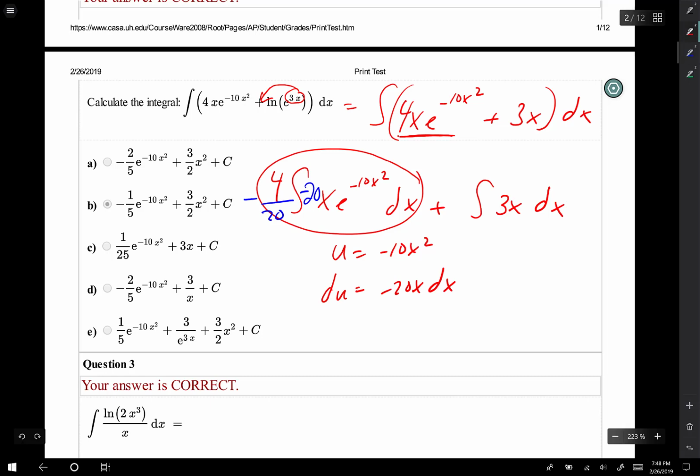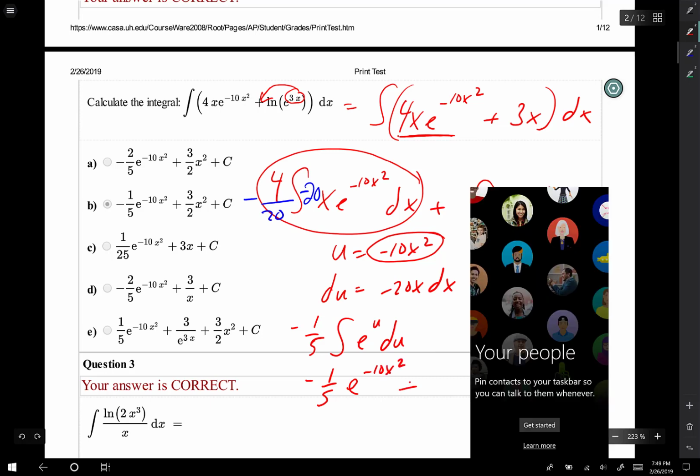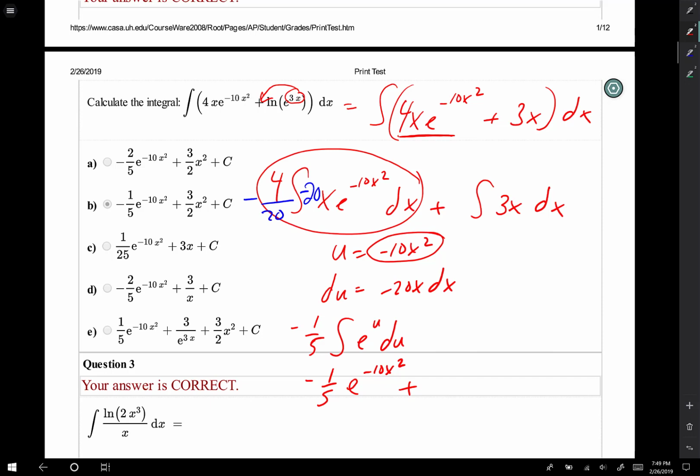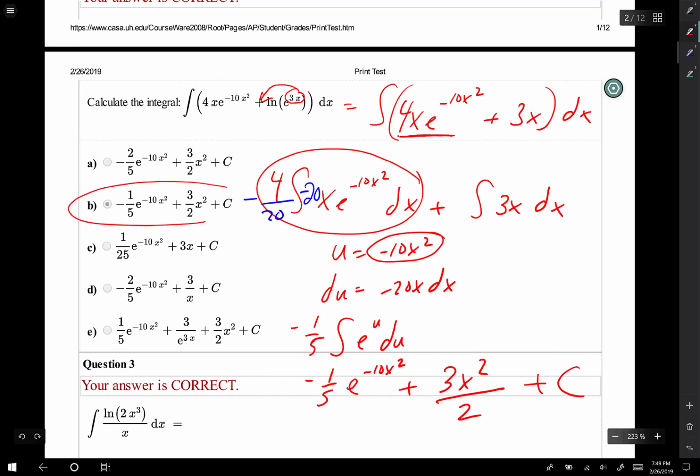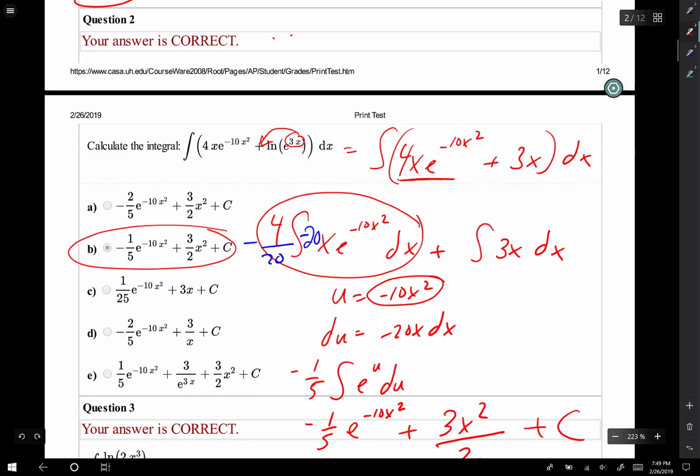So now here's what we got. We got a negative 1/5 integral of e to the u du. So that turns to negative 1/5 e to the u. So replacing the u, what was u? Negative 10x squared. And then the antiderivative of 3x is just 3x squared over 2 plus c. And look for that. So let's see. This one. Oh, you got it right. Good job. Good job.